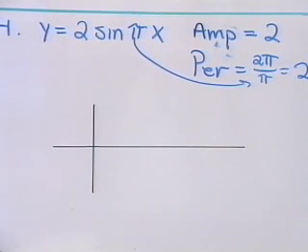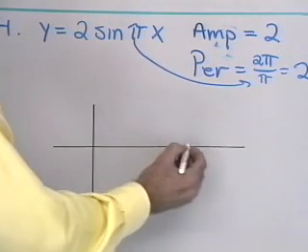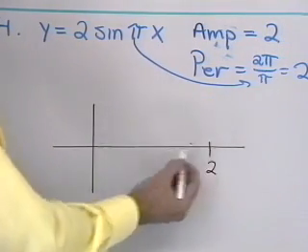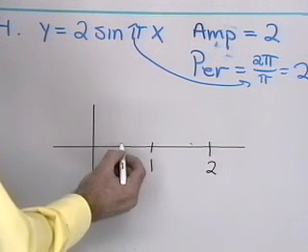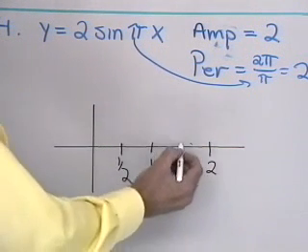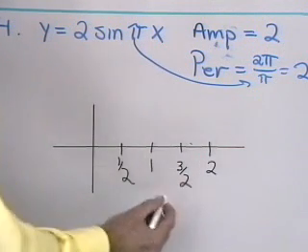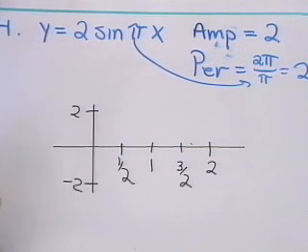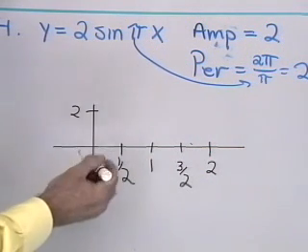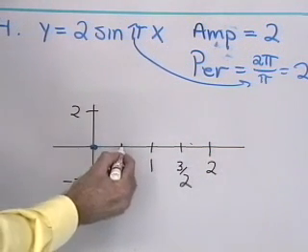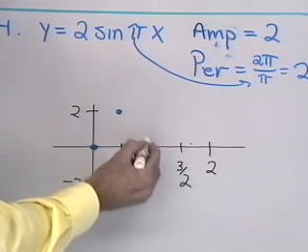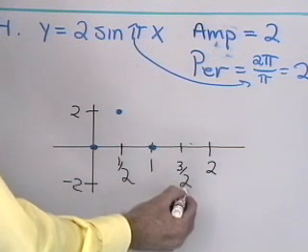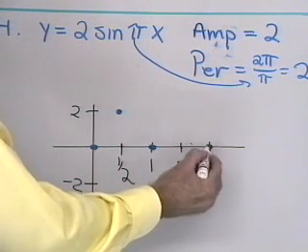So I'm going to mark on the x-axis then. On the x-axis, that'll be 2. Halfway is 1. Halfway there is 1/2, and right here, 3/2. The graph goes up to 2 and down to -2. It's a basic sine curve, so it starts at 0. A quarter of the way through the cycle, it's up to 2. Halfway through, it's back down to 0. 3/4 of the way, it's down to -2. And at the end of the cycle, it's back to 0.